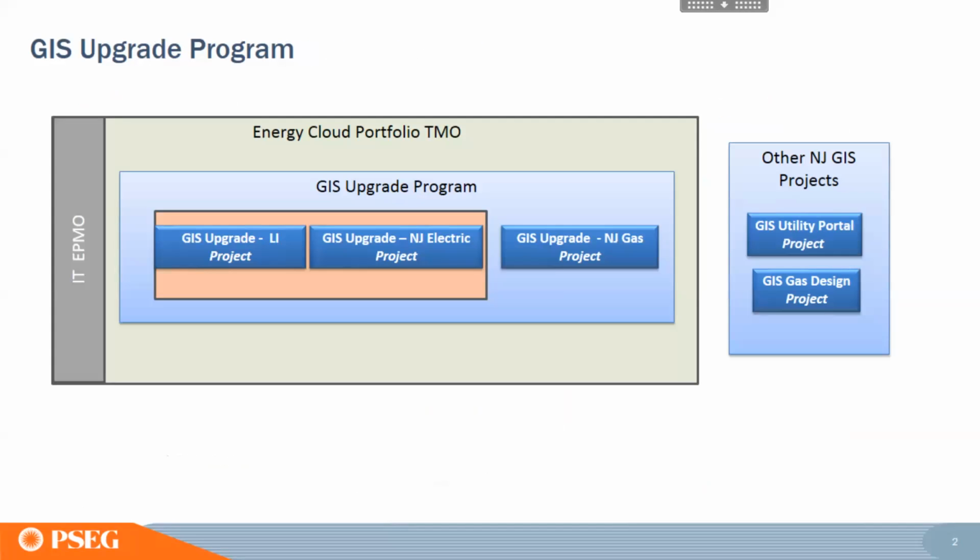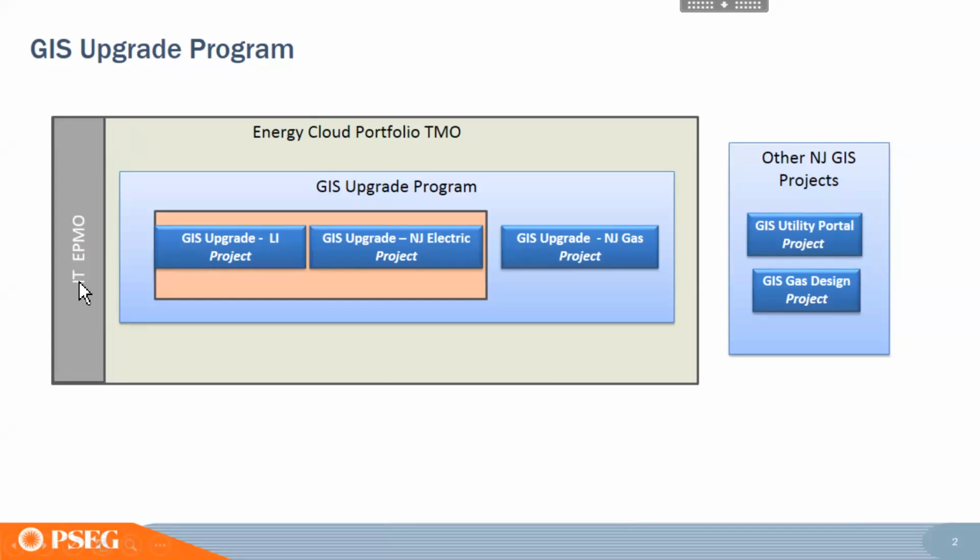I wanted to show you how this fits in. I mentioned I have 3 projects: the GIS Upgrade Long Island, New Jersey Electric, and New Jersey Gas. These 3 projects roll up into a program. A program is really a grouping of related projects. Today, I'm going to focus on the New Jersey Electric project, the one in the middle. However, I want to mention that my program also falls under the Energy Cloud portfolio. A portfolio is a group of programs and projects that have a strategic initiative around them.